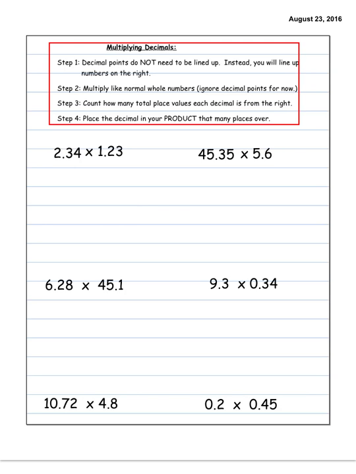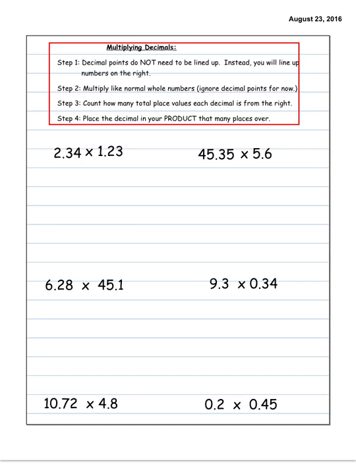Step 1 says decimal points do not need to be lined up. Okay, if you remember from adding and subtracting decimals, we said that the decimal point did need to be lined up. However, that is not the case when we are multiplying. Instead, you line your numbers up on the right.